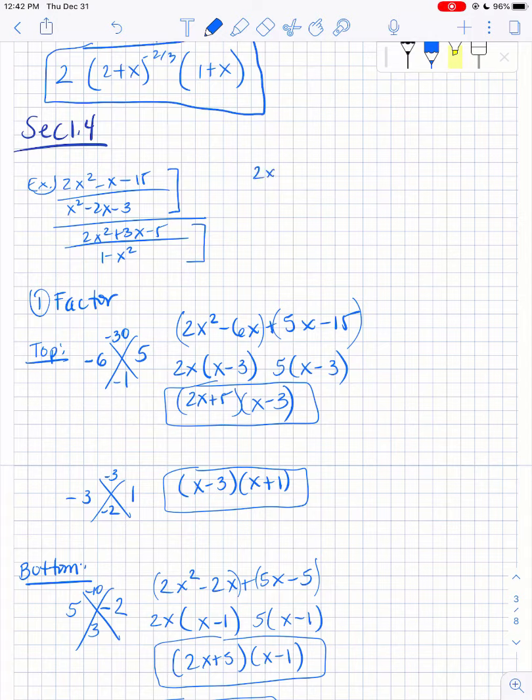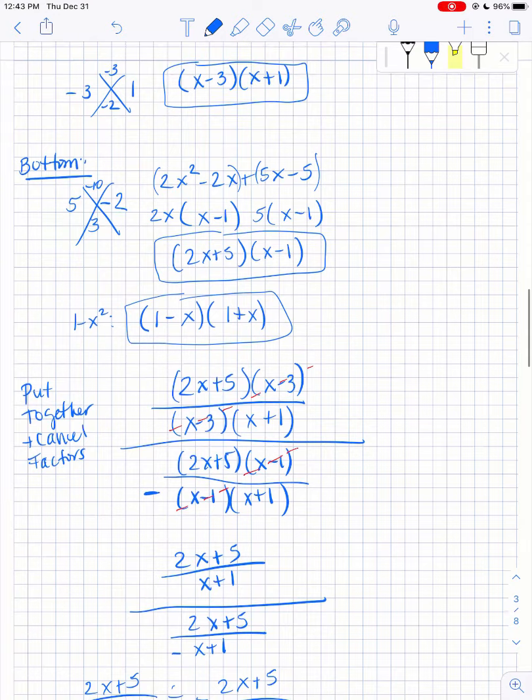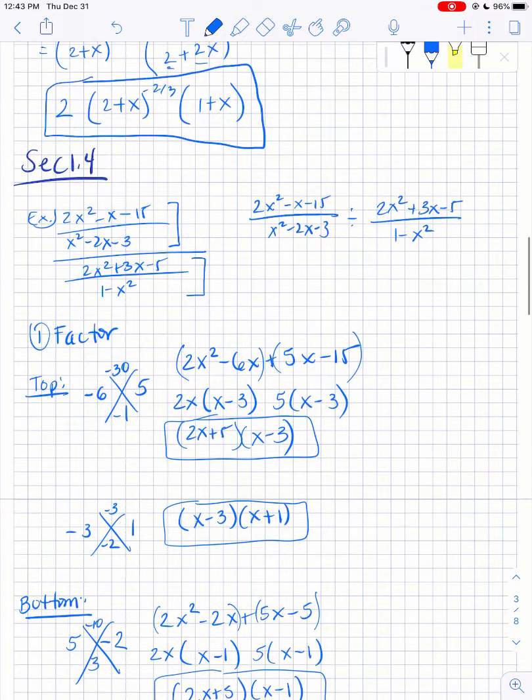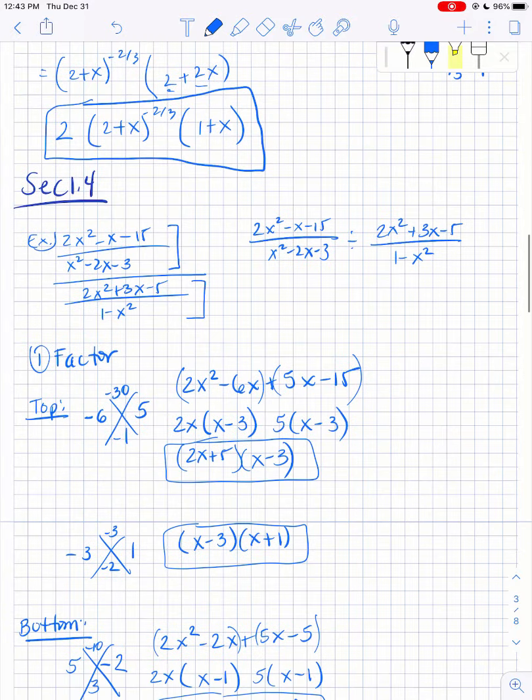So really this is like this form. What I did is I factored it and wrote it like top on bottom like this, and then I canceled stuff. But you could totally, from this step, since it's division, flip the second and multiply. So if you want, you could change it to multiplication, do this, and then factor and then cancel, but I just did that at the end.